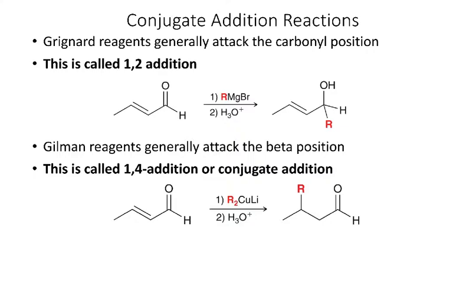When we attack the carbonyl carbon, we call that 1,2 addition because we're adding two atoms that are next to each other. So the carbonyl carbon and the oxygen were added to. In the case of attacking the beta position, we call this 1,4 addition. It may look like we're adding across the double bond, but that's not the case. We're going to see on the next slide what the mechanism of this is and why we call this 1,4 addition.